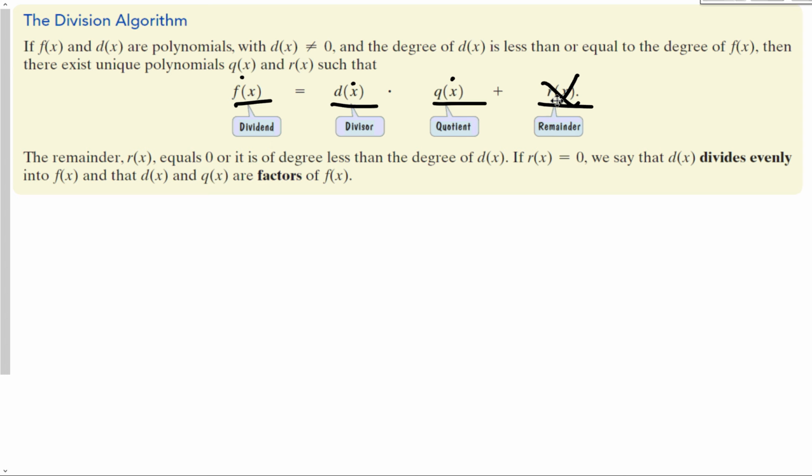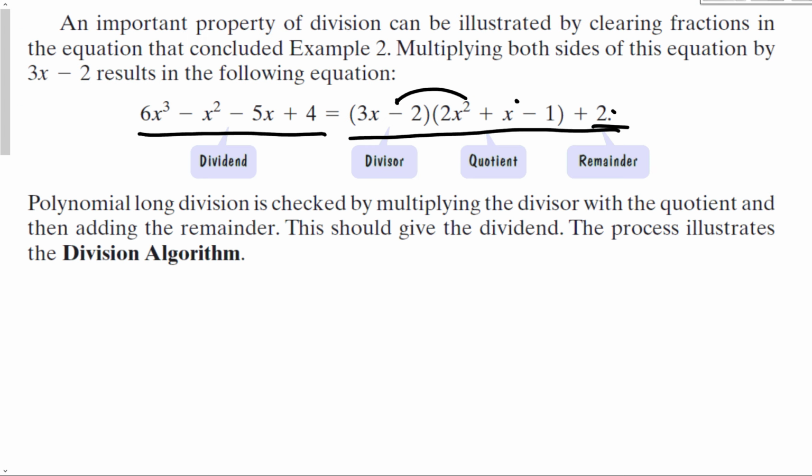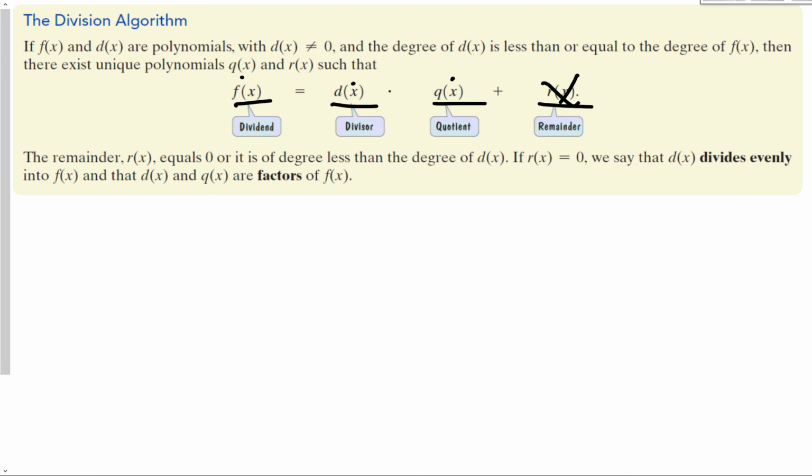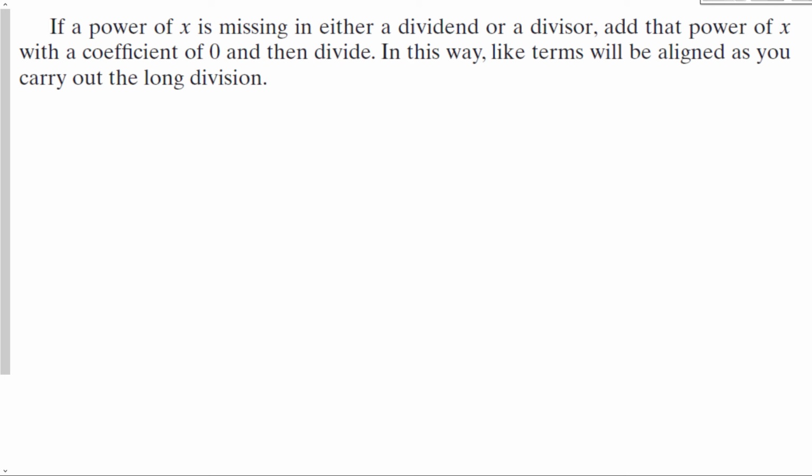Okay? And that's true if there is no remainder, if the remainder is equal to 0. Now, I said there was an easier way to do this, because obviously, if you look at these, they can take a little while. So, before we get to the easier one, one more problem. If a power of x is missing in either the dividend or the divisor, add that power of x with a coefficient of 0, then divide. In this way, like terms will be aligned as you carry out the long division.